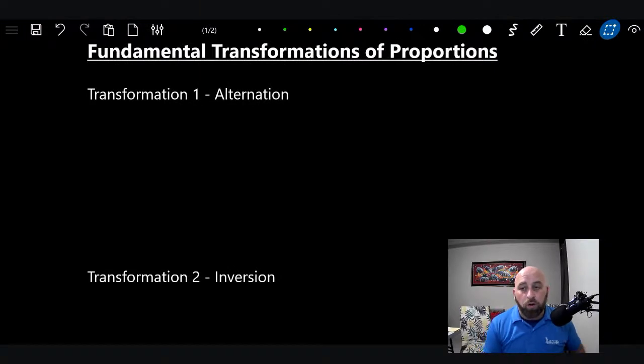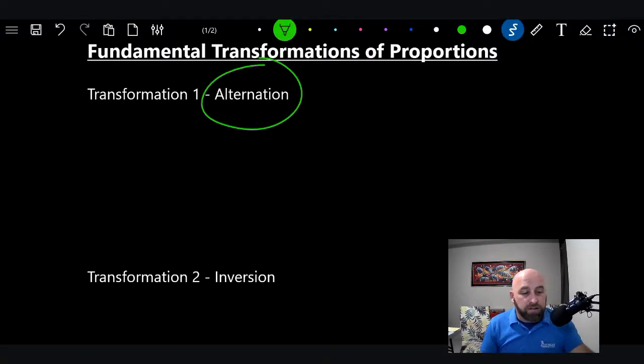Take a look at the screen. Transformation number 1. Now there's a lot of text in the book. If you look on page 194, you're going to see transformation 1 has a lot of text. I narrowed it down to one word, okay? So if you look at it, alternation. That's the only word that I pulled out of it.